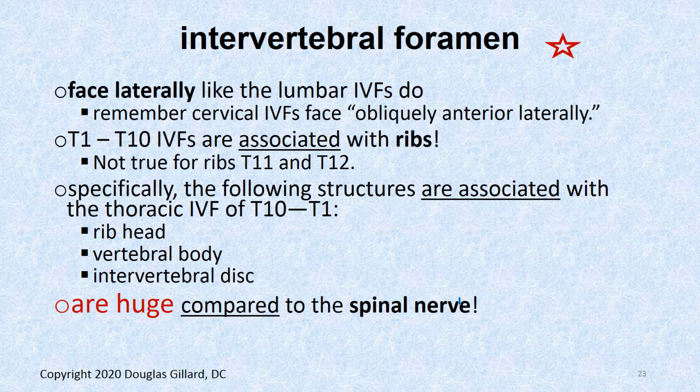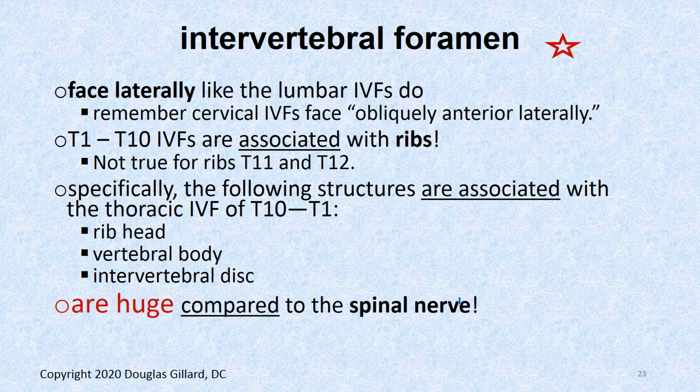The IVFs, or neuroforamen, are again far lateral, like they face laterally. So you can take an A to P view, or you can take a lateral x-ray and you can see the right and left superimposed on one another, just like the lumbar spine. Not true of the cervicals. Those are obliquely anterior, which we'll look at. You have to take an oblique view to see them. The IVFs of 1 through 10 are actually associated with ribs. So ribs help make up the IVFs of 1 through 10. Not true for 11 and 12.